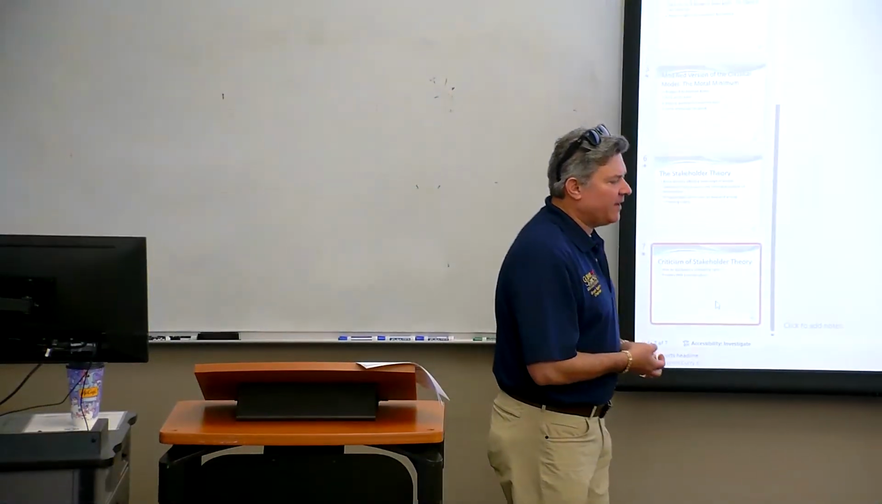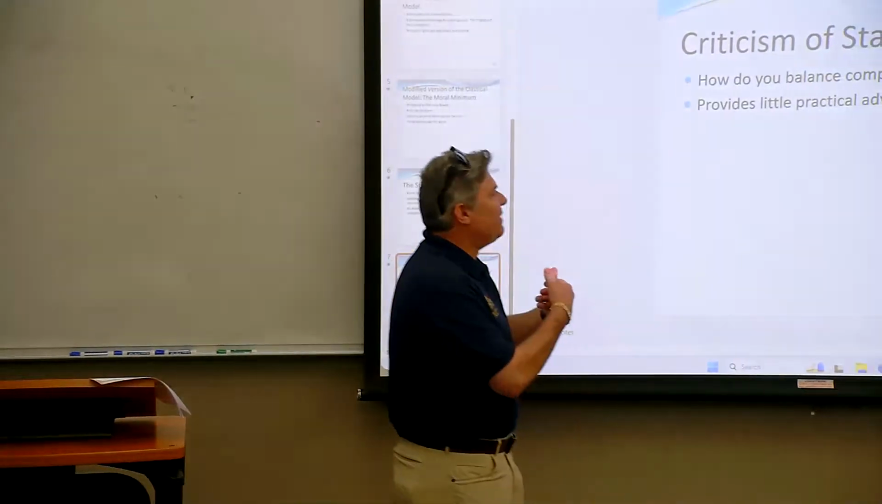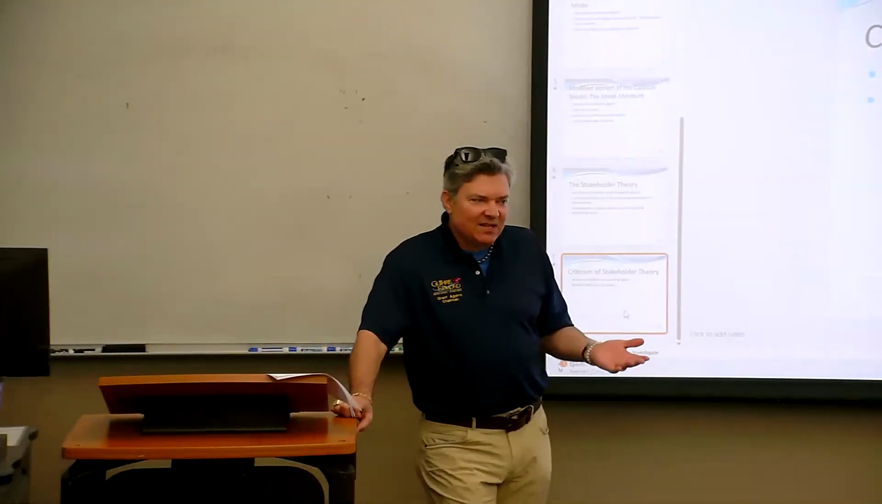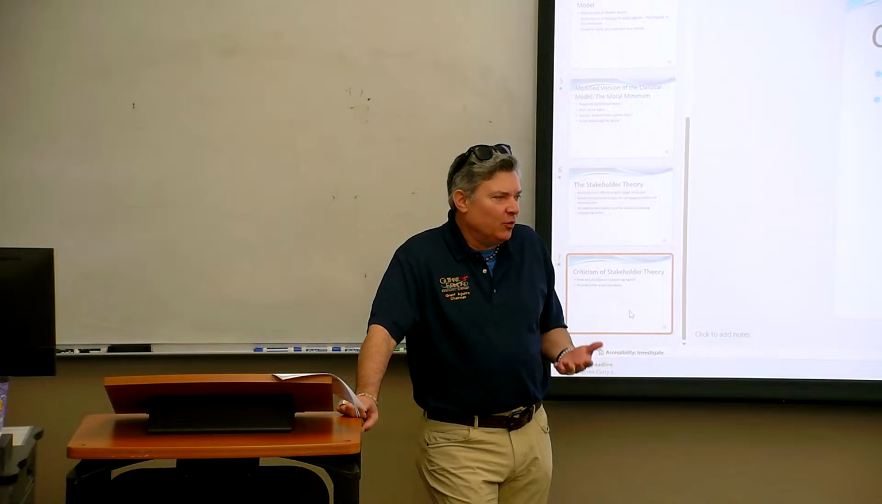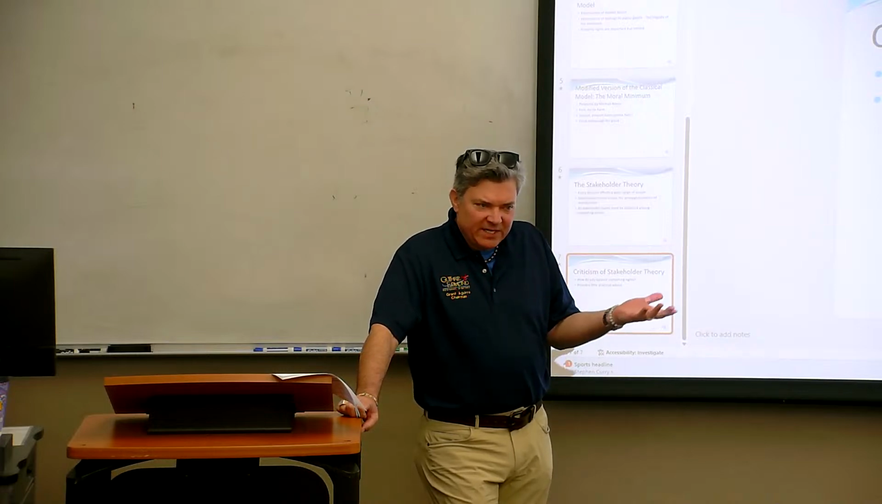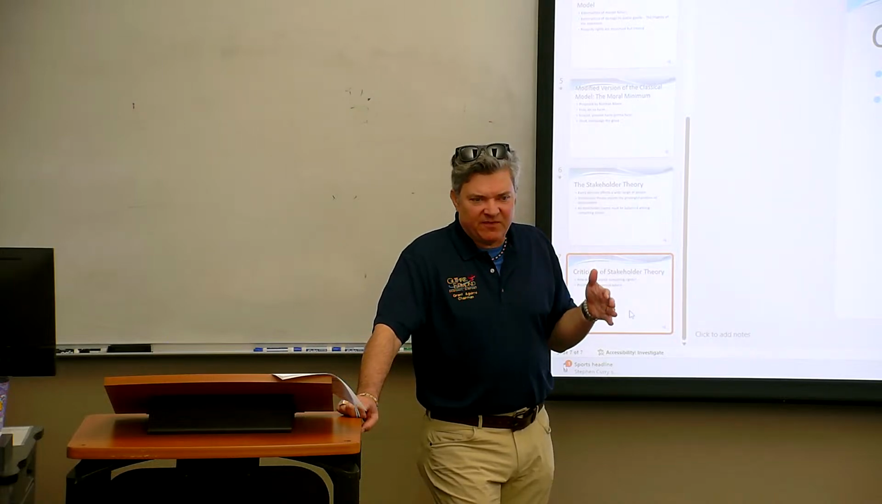This is not to say that there aren't criticisms of stakeholder theory. One criticism, and I think this is a fair criticism, and one of the fair criticisms of utilitarianism in general, is how do you balance competing rights? What do you do when you have competing rights? Whose right is more important than others? And stakeholder theory doesn't provide us with a clear answer to that.